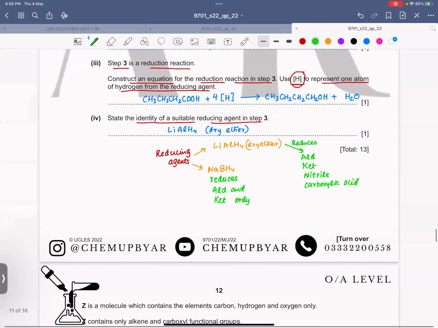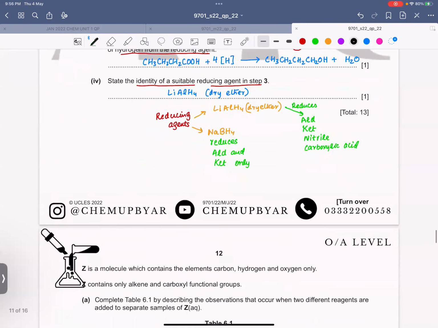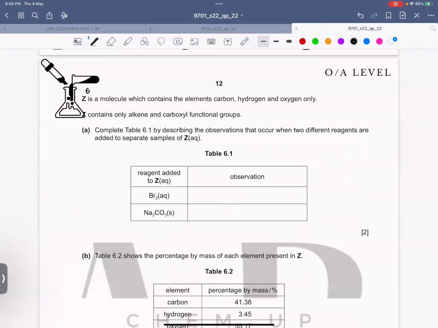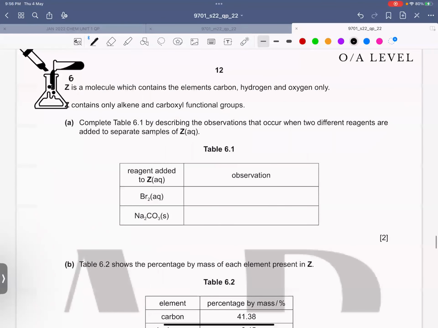Yes. Okay. Now we are going to start the last question of this paper, that is question number 6. Here we are saying that Z is a molecule which contains the elements carbon, hydrogen, and oxygen only. Z contains only alkene and carboxyl functional groups. Alkene means there must be a carbon-carbon double bond in the structure, and carboxyl means there must be a COOH, carboxylic acid, in the structure. Is this clear?